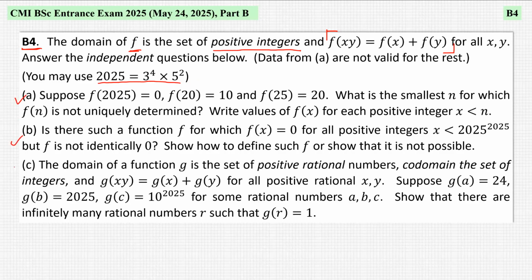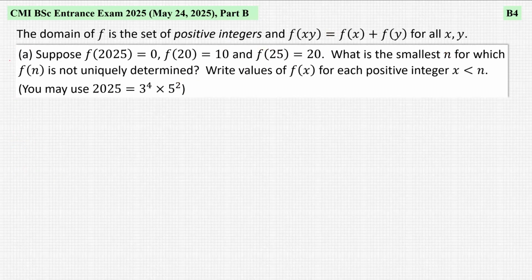So we have 3 questions in total, and the first question says, suppose f of 2025 equals 0, f of 20 equals 10, and f of 25 equals 20. What is the smallest n for which f of n is not uniquely determined? Write values of f of x for each positive integer x that is less than n.